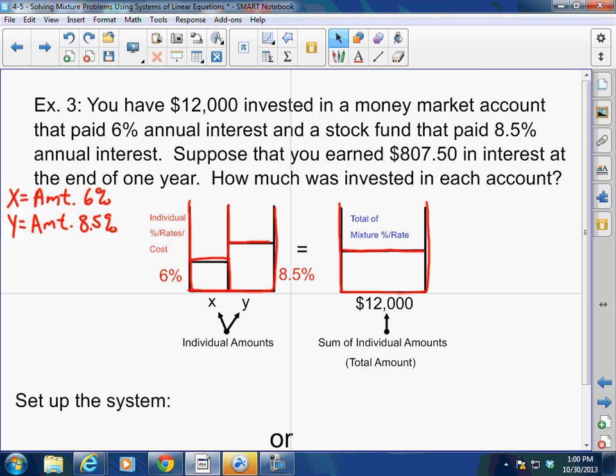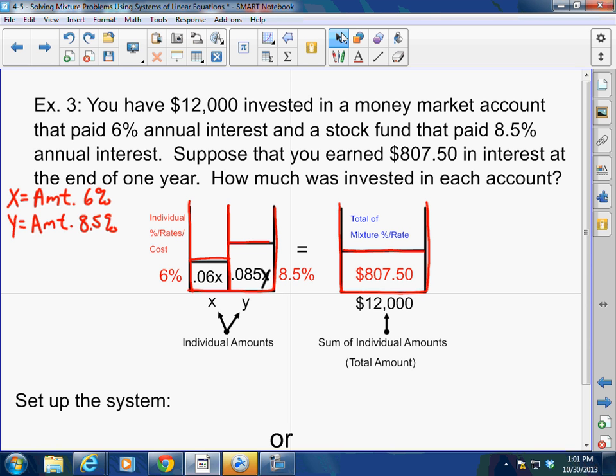Okay, is everyone with me so far? Yes. Okay, what's 6% times X? Okay, it's not 6X. 0.06x. Very good. And 8.5% times y? 0.085y. That should be a y. Okay? And what is the total amount that they earned? So that's where the total goes.